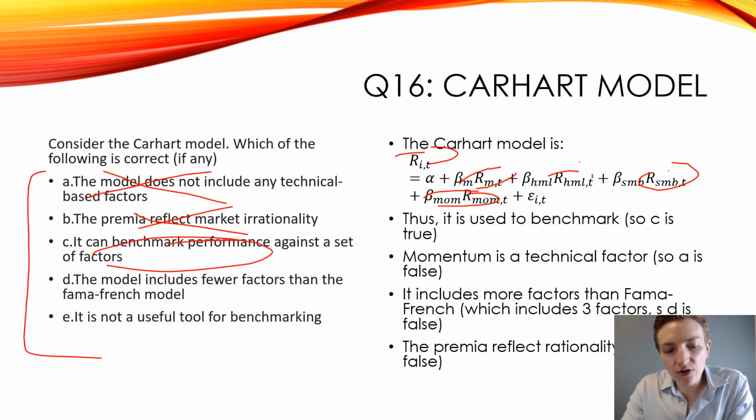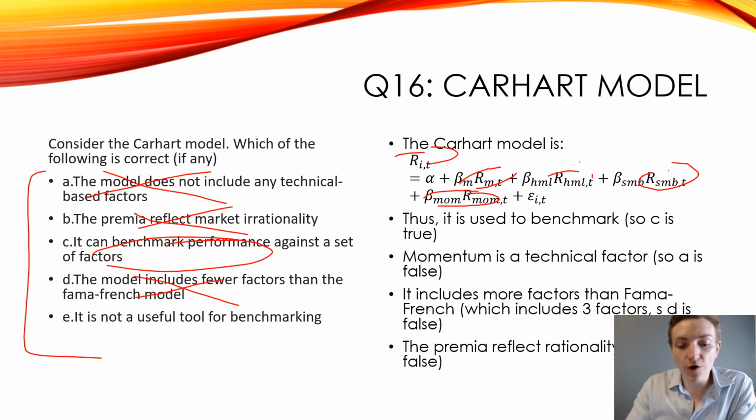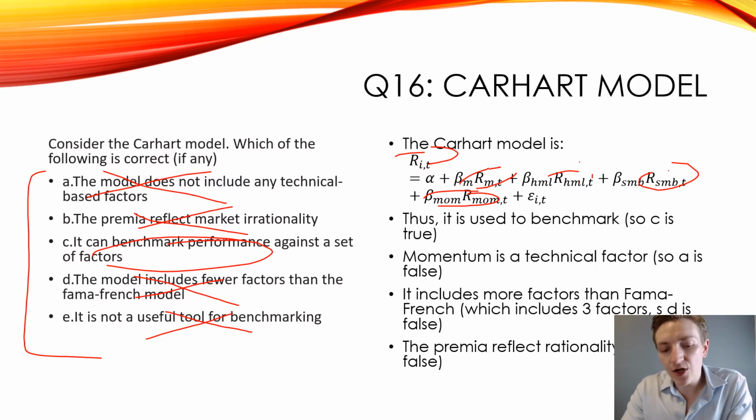Fourth one is the model includes fewer factors than the Fama-French model. That is incorrect. The Fama-French model, in fact, includes 3 factors. The Carhart model includes 4 factors. Then finally, it is not a useful tool for benchmarking. As I indicated, it is in fact used for benchmarking, so that would be incorrect, and hence we get the answer that we do to this particular question.